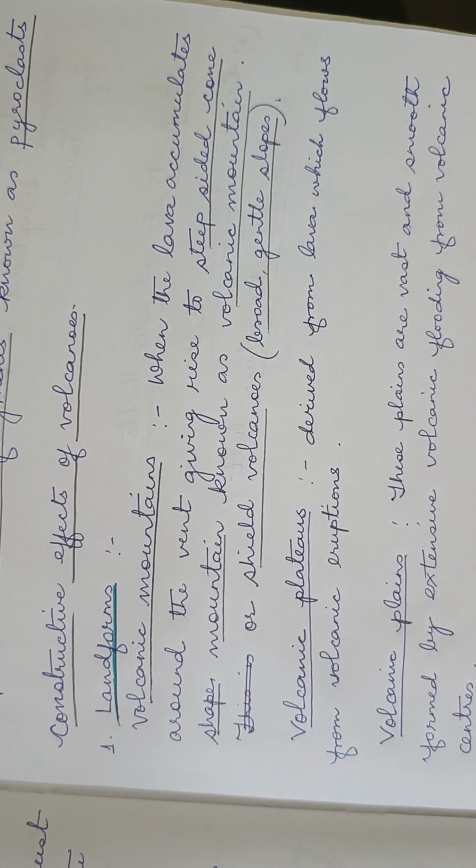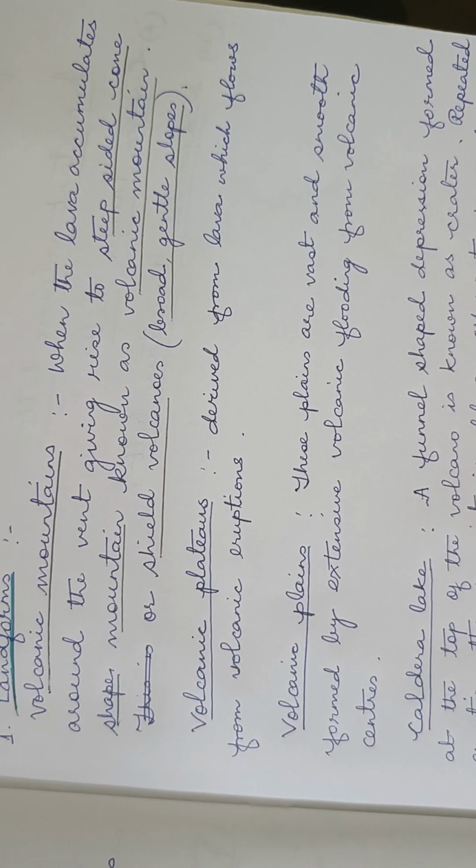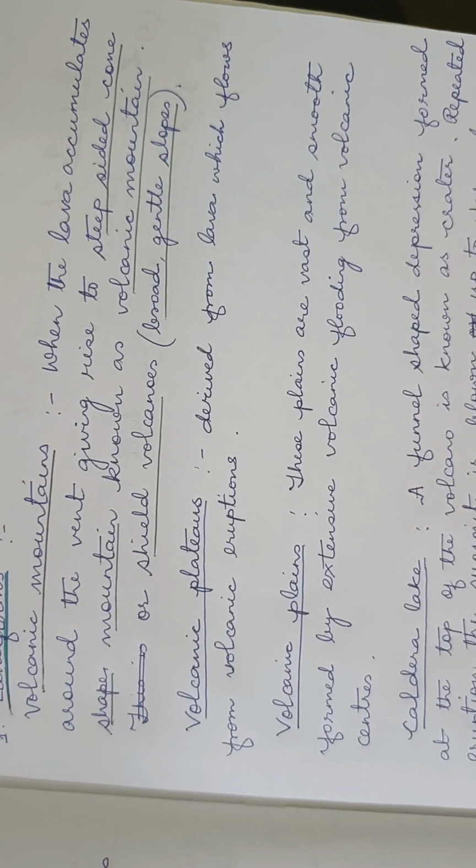Next landform is volcanic plateaus. These are formed from the lava which comes from volcanic eruptions. And third, volcanic plains. These plains are vast and smooth, formed by extensive volcanic flooding from volcanic centers.